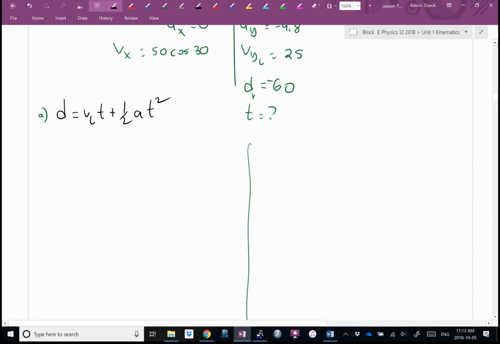Does anything cancel here? What kind of an equation is this? It's a quadratic. How do I know? It's got a squared. Let's plug in our numbers, because the quadratic equation was a different kettle of fish. It wasn't get the t by itself. You couldn't. So this is going to be negative 60 equals 25t minus 4.9t squared. I did half of 9.8 in my head.